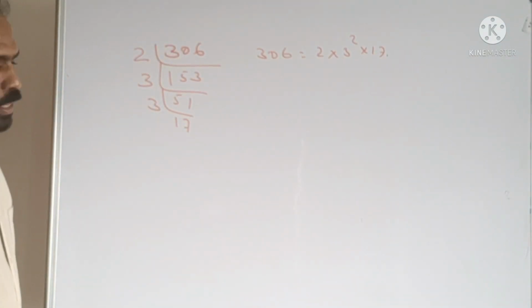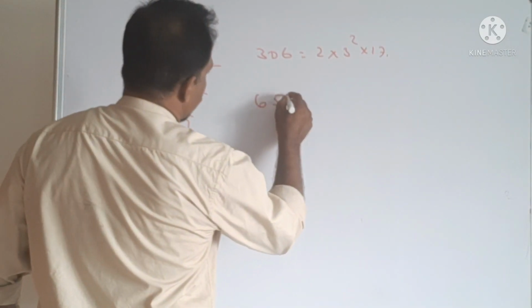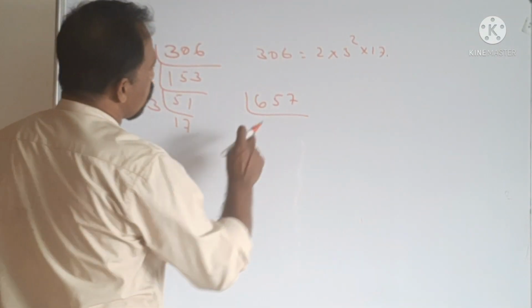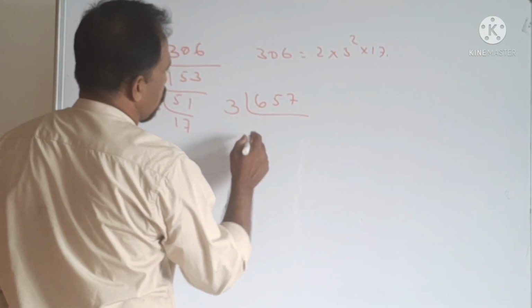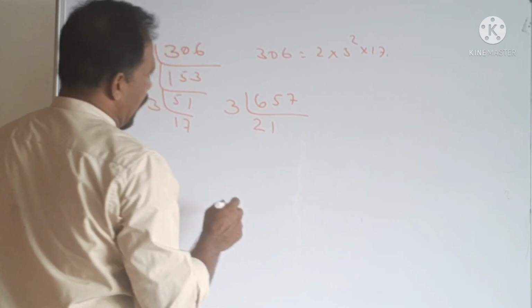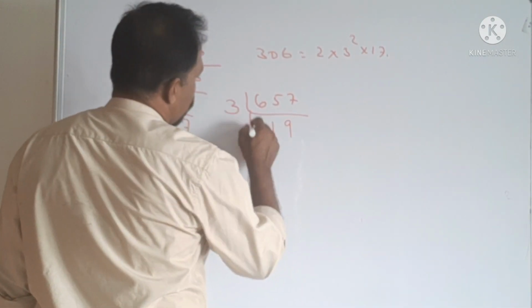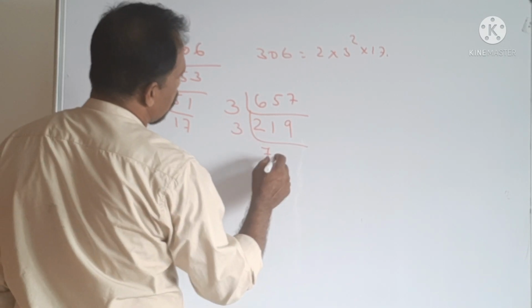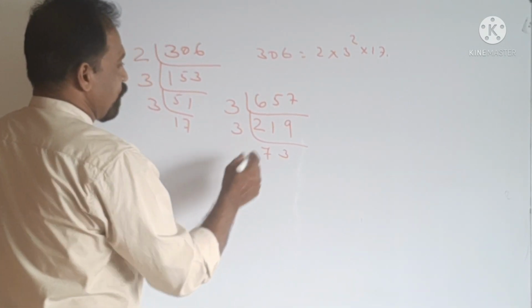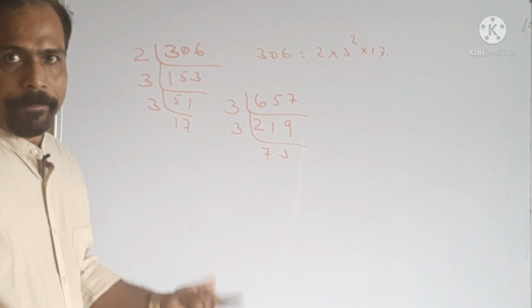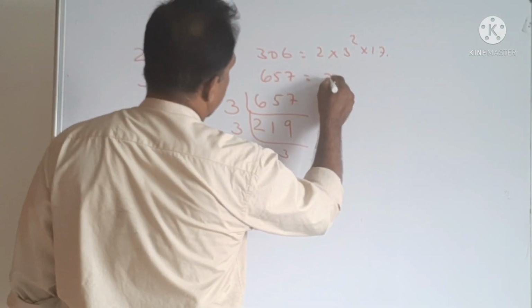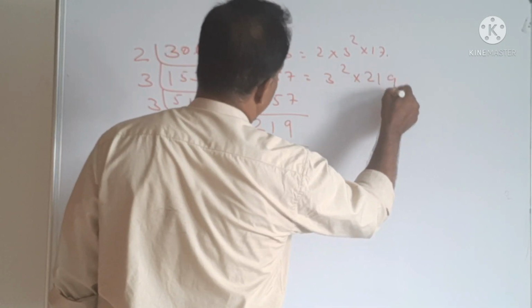And the next number is 657. Is it divisible by 2? No. It is divisible by 3. So 219. Again 3, 73. 73 we know that it is a prime number. So 657 can be written as 3 square into 73.